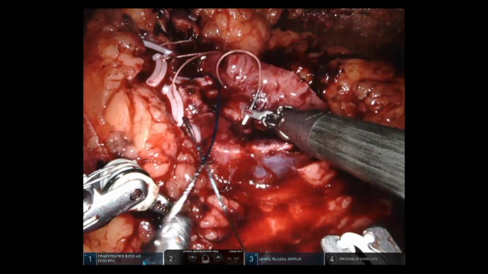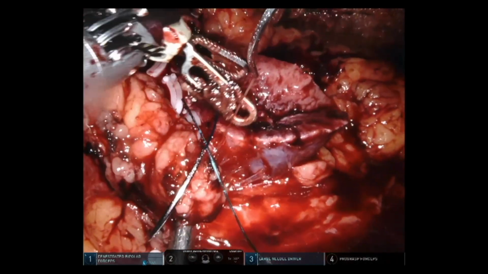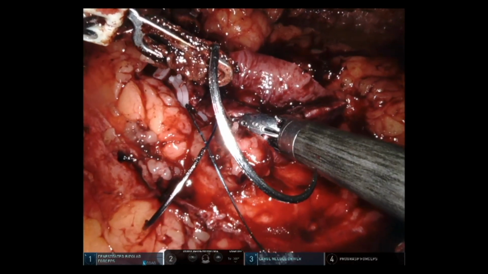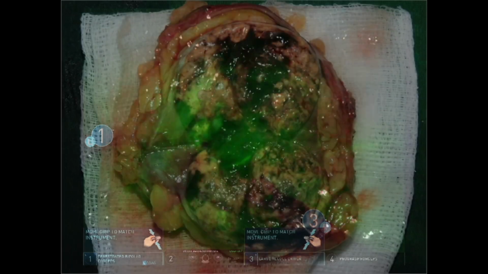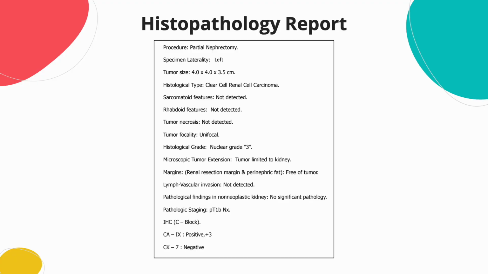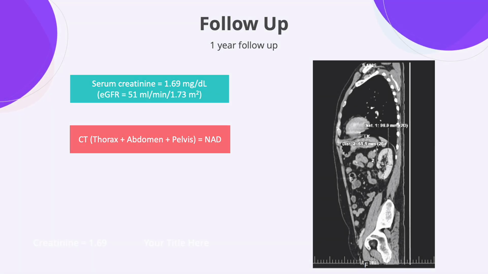Sliding clip renorrhaphy was then performed in 2 layers using V-Loc suture. The final vascularity was again confirmed using Firefly. Histopathology was clear cell RCC and the patient is tumor-free at 1 year.